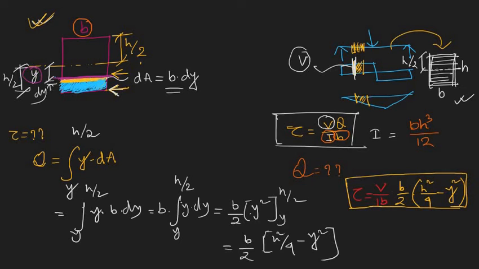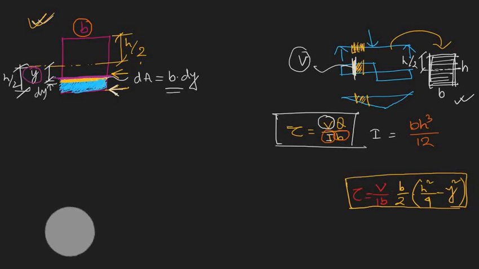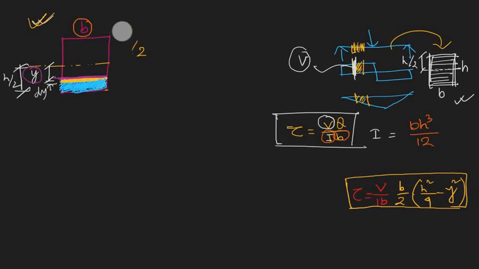Now let's try to put the values, or let's try to draw this shear stress distribution for the rectangular section. If this is the neutral axis, then at a distance of h by 2, when y is h by 2, it is coming something here at the free surface or at the edges of this rectangular section.